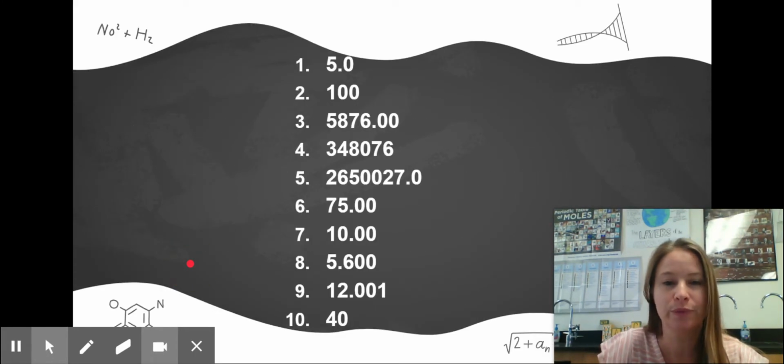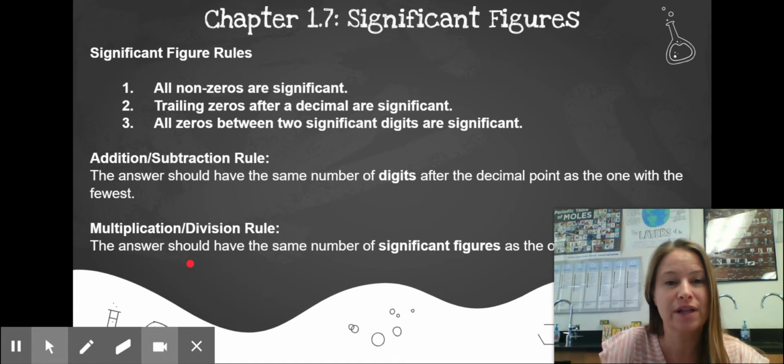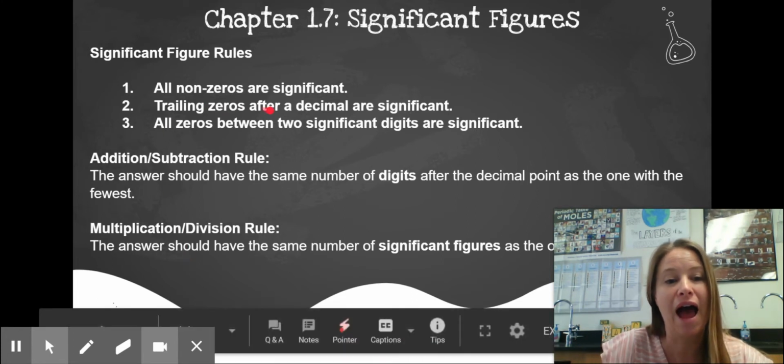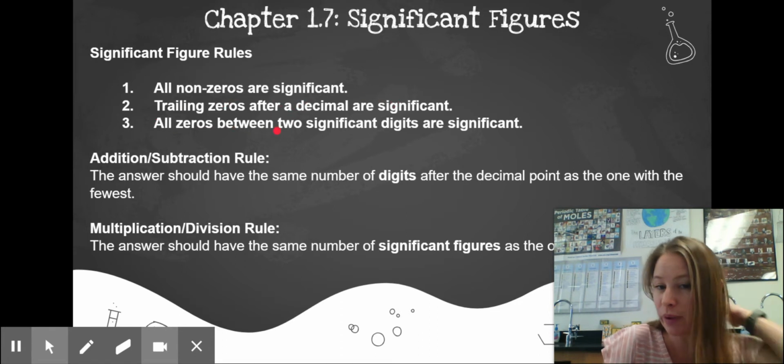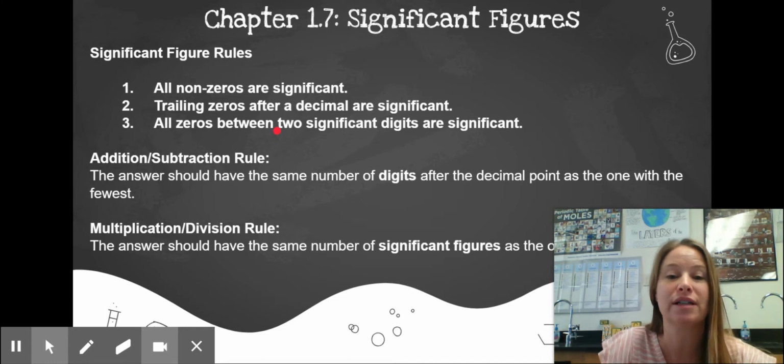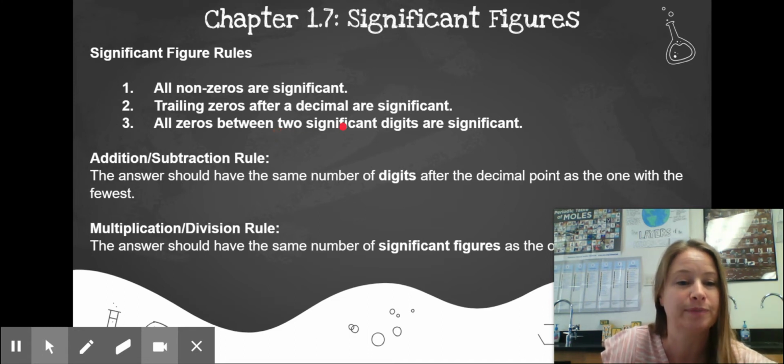Number 2, trailing zeros, that means on the right side of a number, so anything to the right of a number is going to be trailing. Those are significant if they follow a decimal. So trailing zeros after a decimal, it has to meet both of those criteria. It has to be on the right of a number and it has to be after a decimal. Those are significant. And then all zeros in between significant digits are significant as well, and that's the sandwich rule.